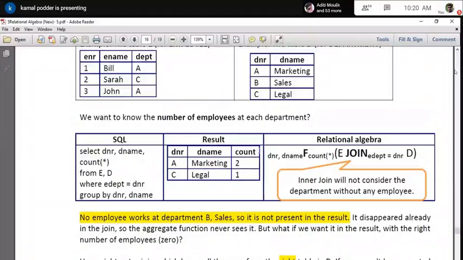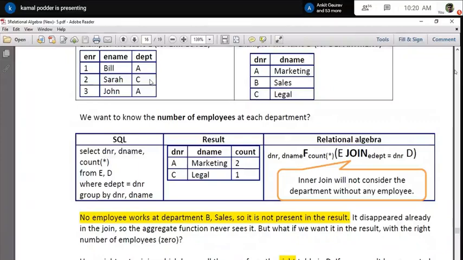So corresponding SQL, if you just see, I have written that means I try to find out the number of employees in each department. What is your expectation, expected result? You should say that it will give department A has 2 employees, department B has 0 employees, and department C has 1 employee. That is the expected result.